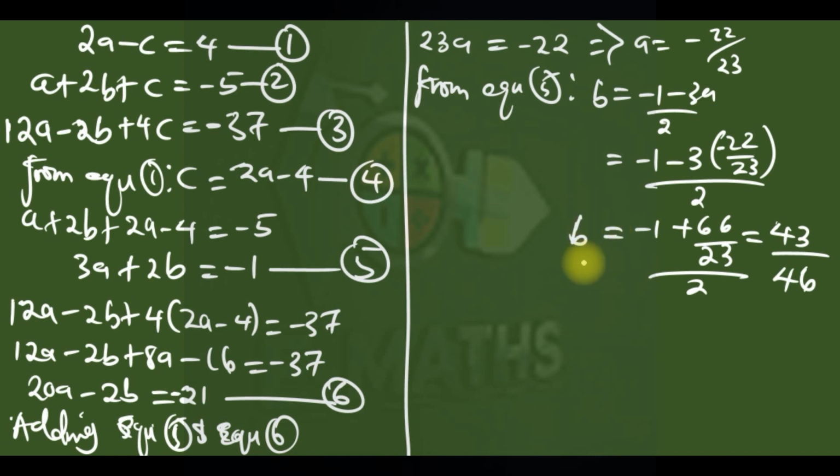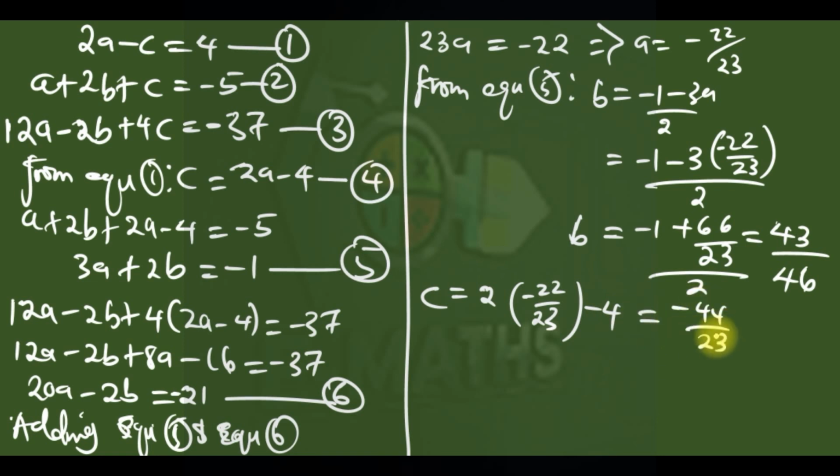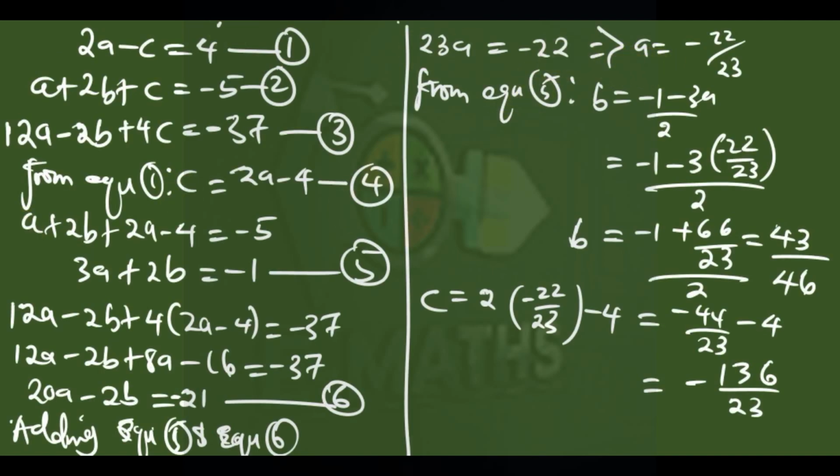So that's our b. Then c is 2a minus 4, which is minus 44 over 23 minus 4, which is minus 44 plus 92 over 23, so minus 136 over 23. The equation of the circle is now x squared plus y squared minus, I think minus a is what? Minus 22 over 23.